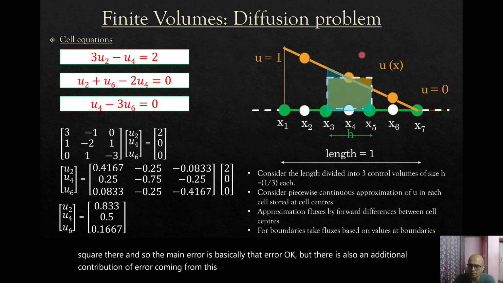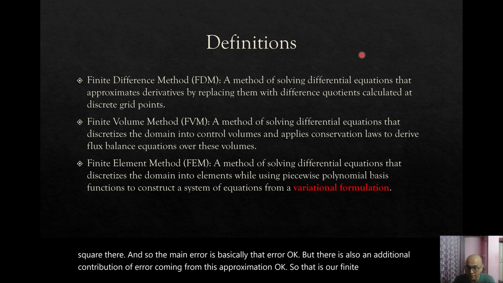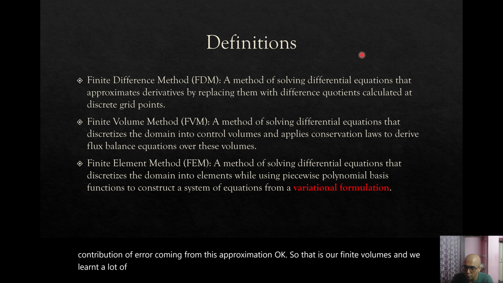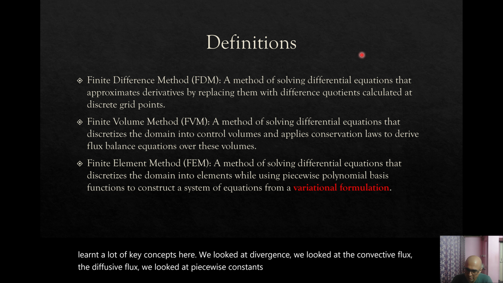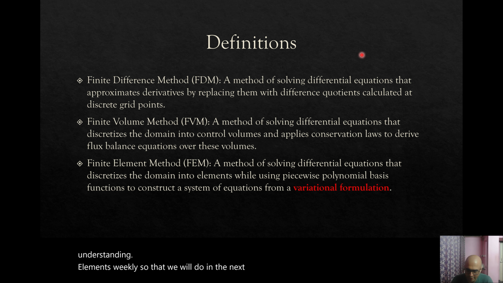So that is our finite volumes, and we learnt a lot of key concepts here. We looked at divergence, the convective flux, the diffusive flux, and piecewise constants. All of this will be really key in understanding finite elements quickly. That we'll do in the next lecture. I thank you for paying attention, and I will see you again.